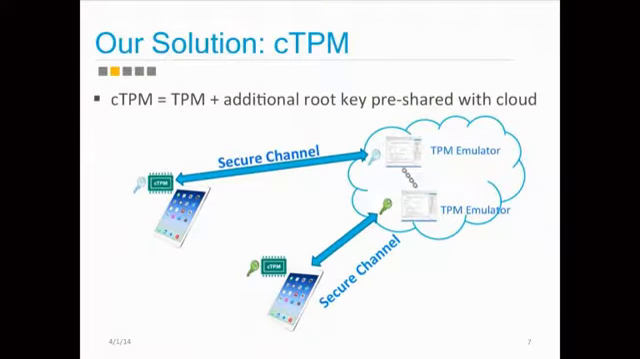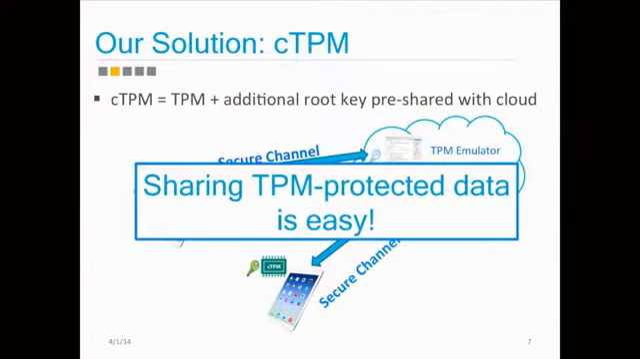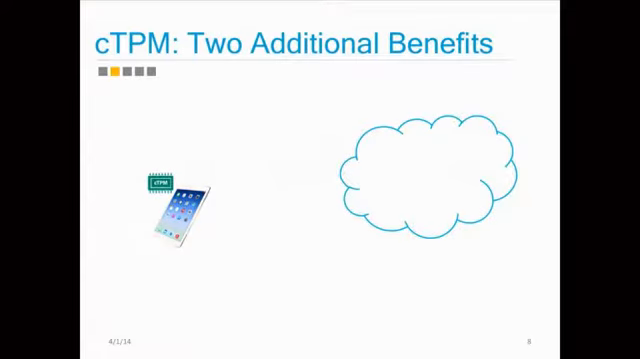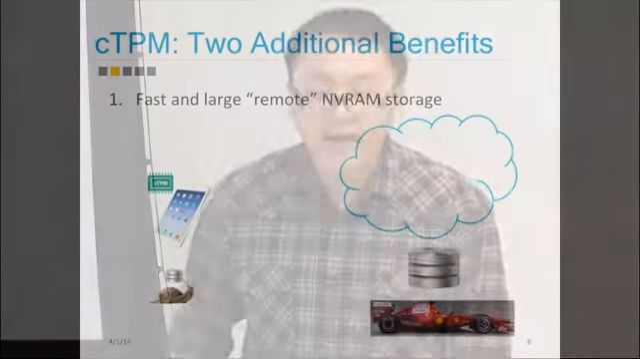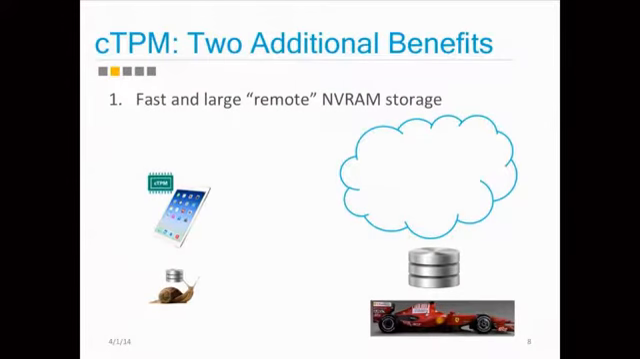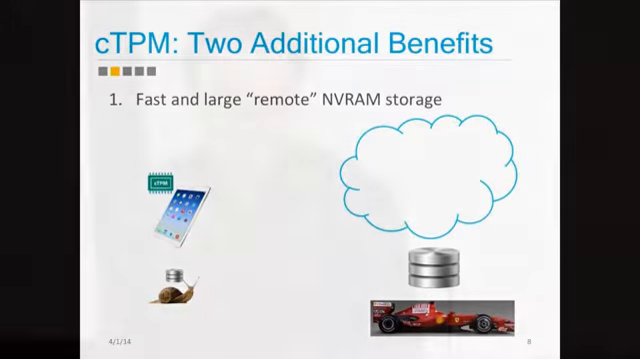With this secure communication channel and with the help of the cloud, sharing TPM-protected data becomes easy. What's more, with the established secure channel, the cloud could further provide two additional features for cTPM. Today, a TPM chip usually has a small and slow persistent storage device called NVRAM. Each slot in NVRAM can only be written around 10,000 times during its entire life.